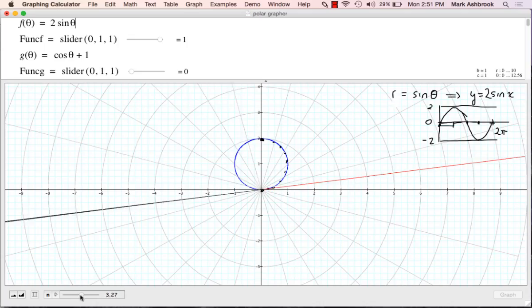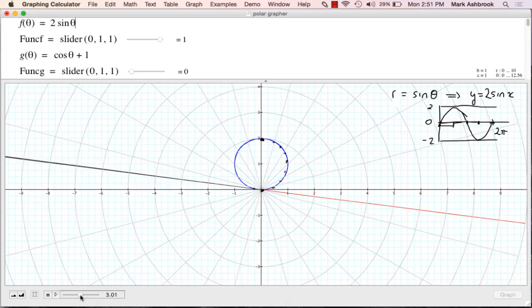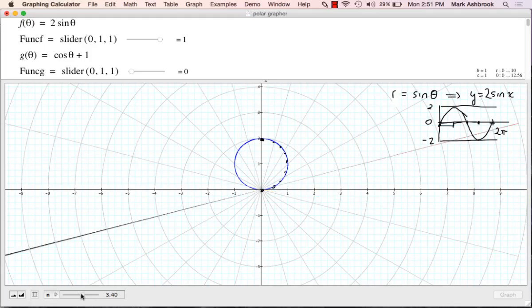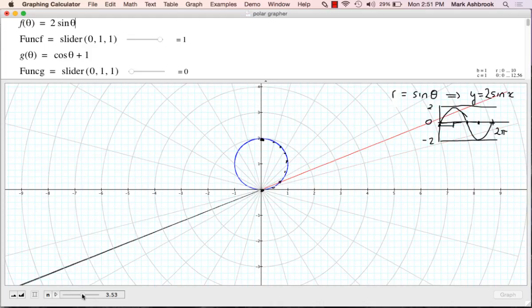Now what happens from pi to 3 pi over 2? That's pointing into the third quadrant, but then the values are negative, right? So the positive angles are from pi to 3 pi over 2, but values of r are negative, from 0 to negative 2. So it's going to trace back out in the first quadrant. See that? So it actually retraces what we already did.